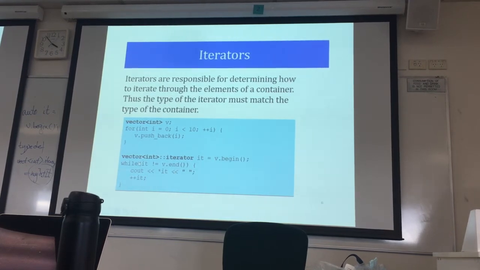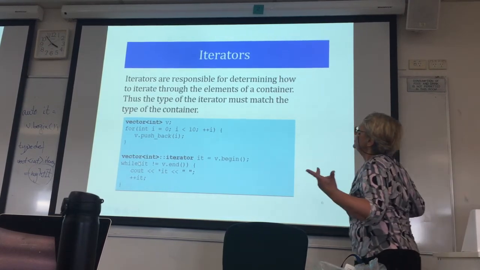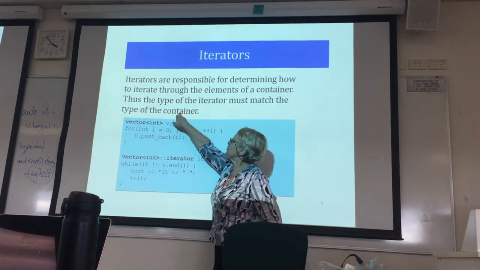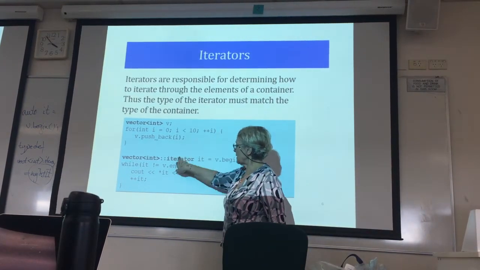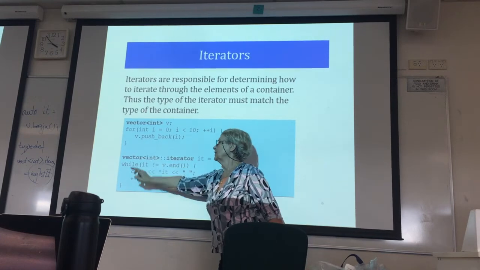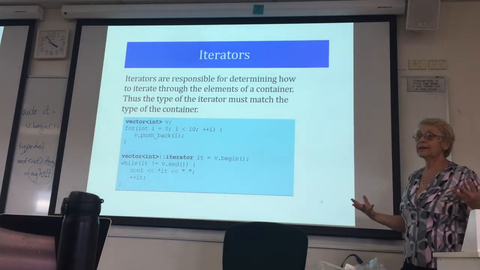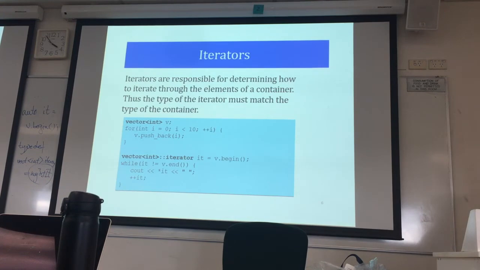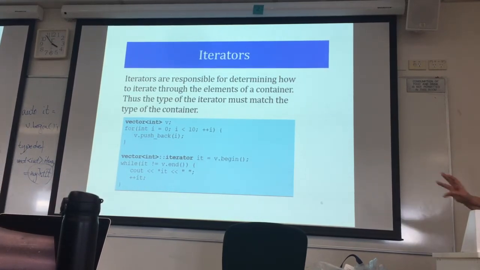If we want to move through a vector, we have to use the matching iterator. Be aware, each container comes with its own iterators. Vector has iterators, strings have iterators. You can declare a string variable and use iterators for strings because it's a container. A string is a container of characters. List, every container has iterators.